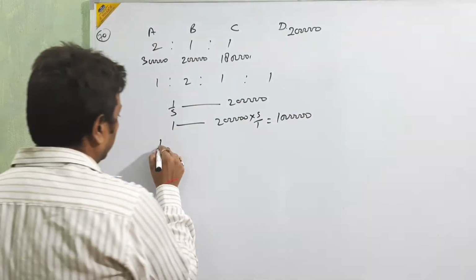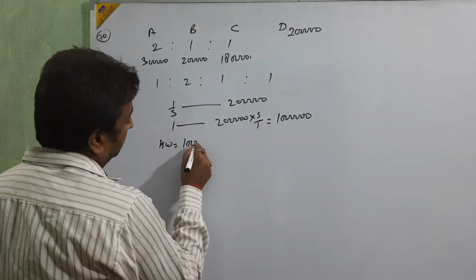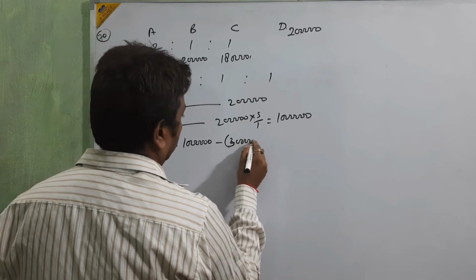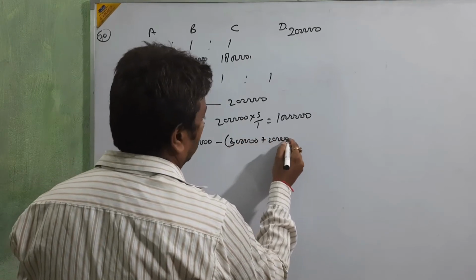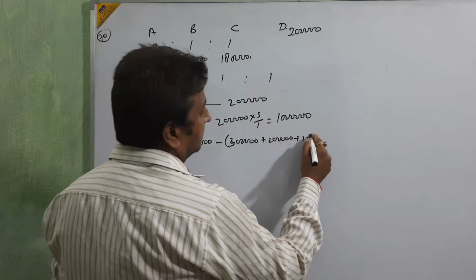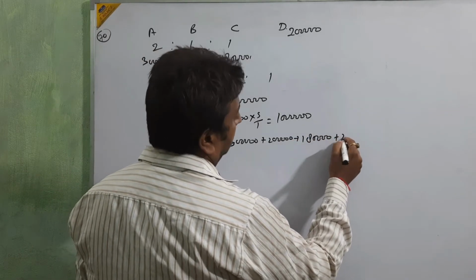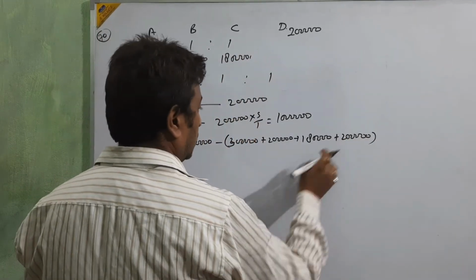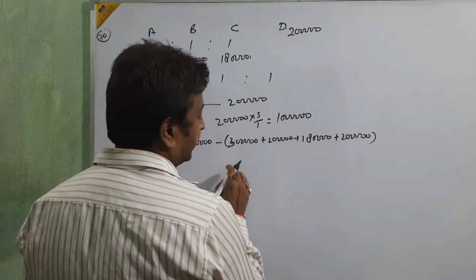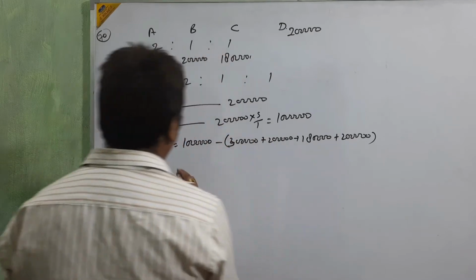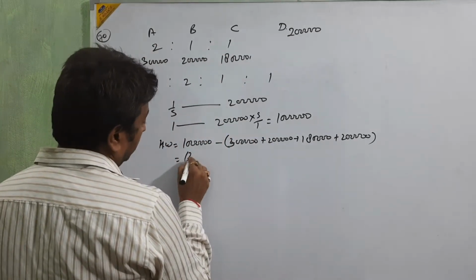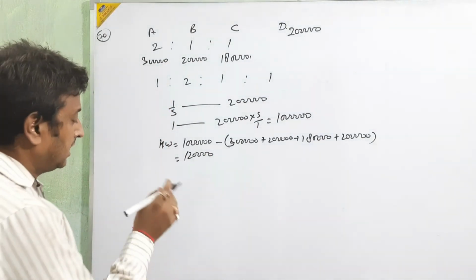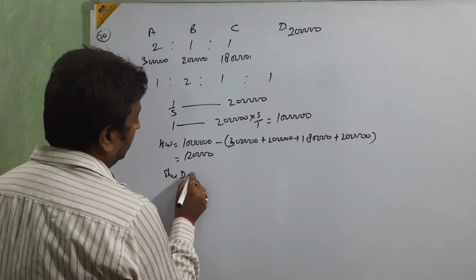10 lakh. Then hidden goodwill is equal to 10 lakh minus 3 lakh plus 2 lakh plus 180 plus 2 lakh. Okay? 2, 2, 4, 3, 7, 8, 80. 880 less from the 10, it means 120 is hidden goodwill. Okay, clear? Now we are going to calculate the share of D goodwill.